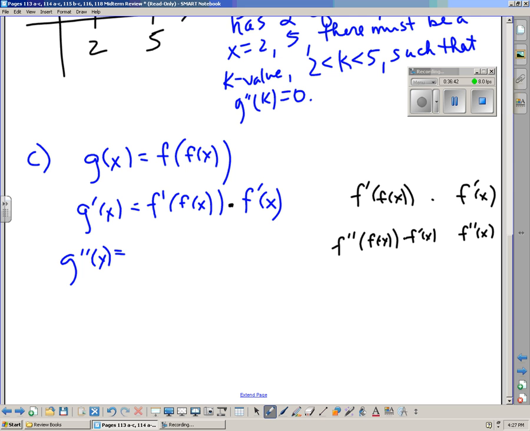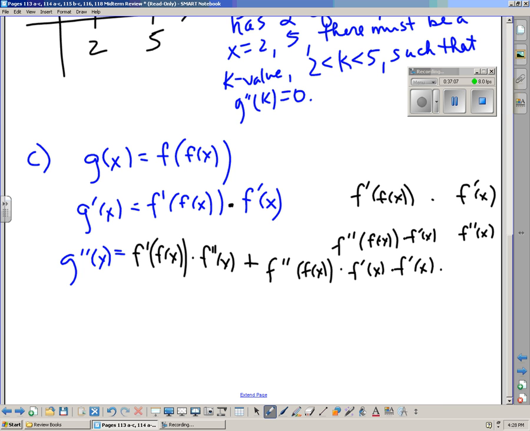So now we get g double prime of x is equal to, we got to cross this. This is annoying, but it's okay. f prime of f of x times f double prime of x plus f double prime of f of x times f prime of x times f prime of x.